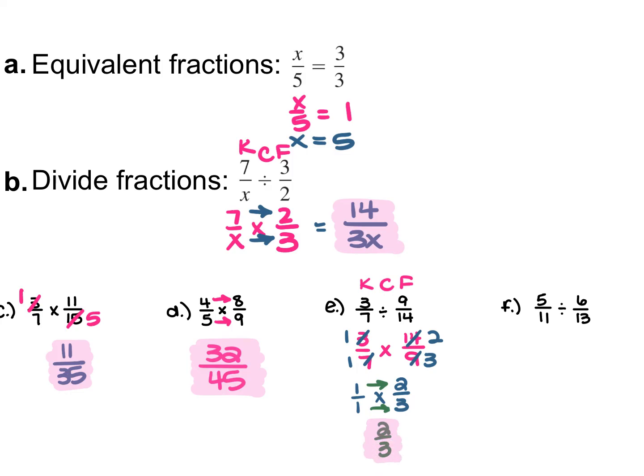For example F, we have 5 over 11 divided by 6 over 13. So we're going to keep, change, and flip since we're dividing fractions. So this gives us 5 over 11 times 13 over 6. Can we cross simplify? The 5 and the 6 do not share a common factor other than 1. 11 and 13 do not share a common factor other than 1. So in this case, multiply straight across. The 5 times 13 is 65. The 11 times 6 is 66. So that gives us 65 over 66.